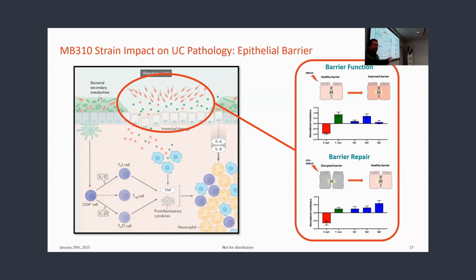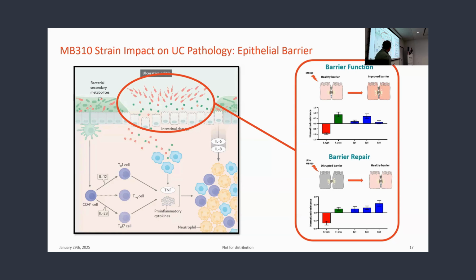So we started looking at the effect of MB310 on each of these cellular compartments, beginning with the epithelial barrier. For that, we used a very standardized model with Caco-2 cells, a colon cancer epithelial cell line. We usually measure the electric resistance of a monolayer of these cultured cells. If the electric resistance drops, that means you have more holes in the monolayer, meaning the barrier is compromised. If it goes up, that means improvement in the epithelial barrier.